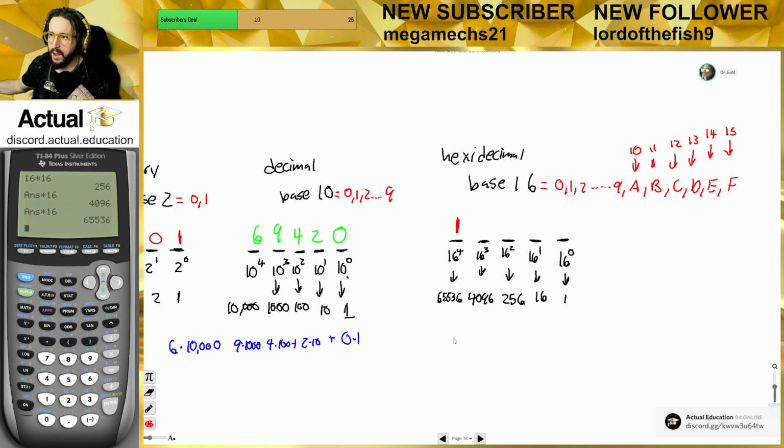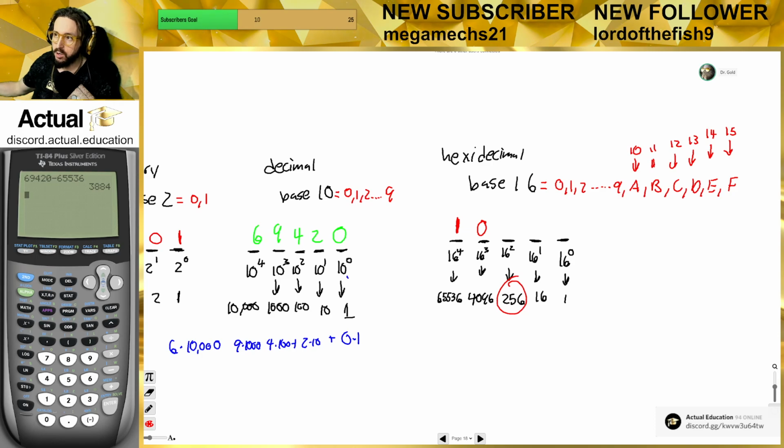So now I have 65,536, but I want to get up to 69,420. So what you want to do is subtract that to see how much is left over. 69,420 minus 65,536, so now I have 3,884 left. This number is too big. 4096 is too big. It's bigger than the 3,884, so I'm going to put a 0 there.